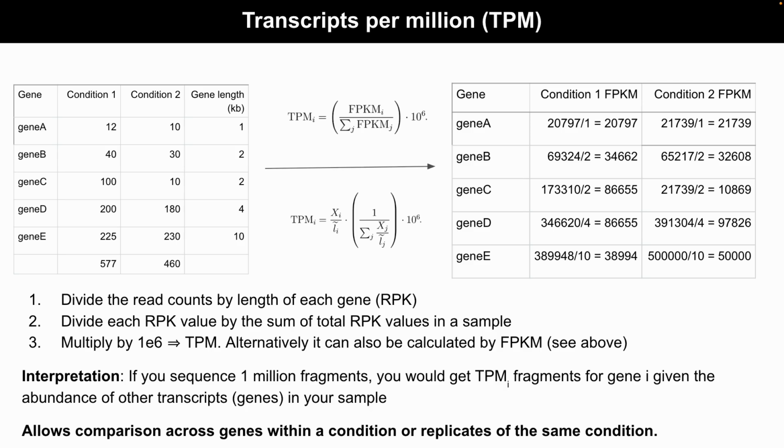And that in some sense makes it slightly more comprehensible that if I were to sequence 1 million fragments to both of these two conditions, these are the number of fragments that I will get from condition 1 versus condition 2. Is that comparable, however? A lot of people do this classical mistake, including people in this campus, that they compare TPM levels of two different conditions. Why is that usually a bad idea?